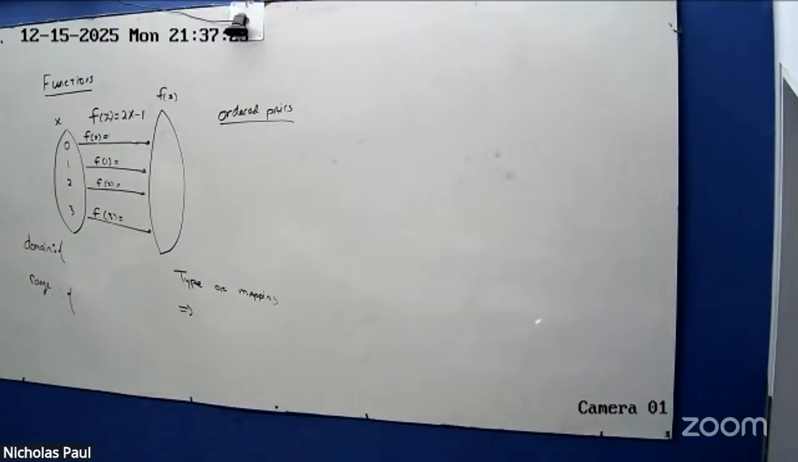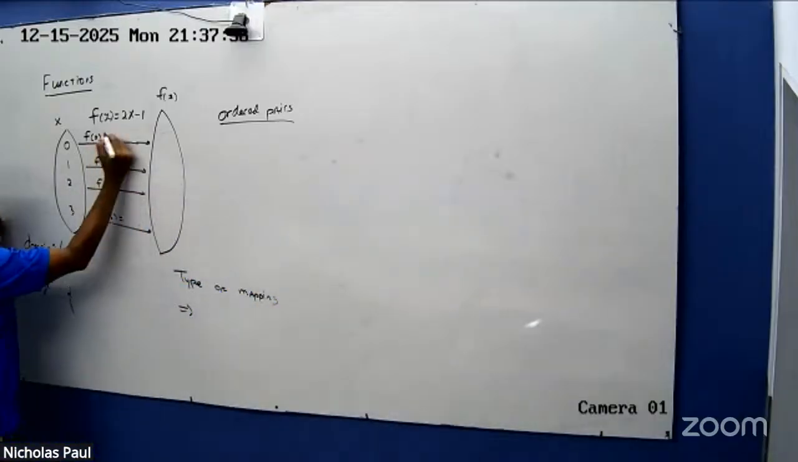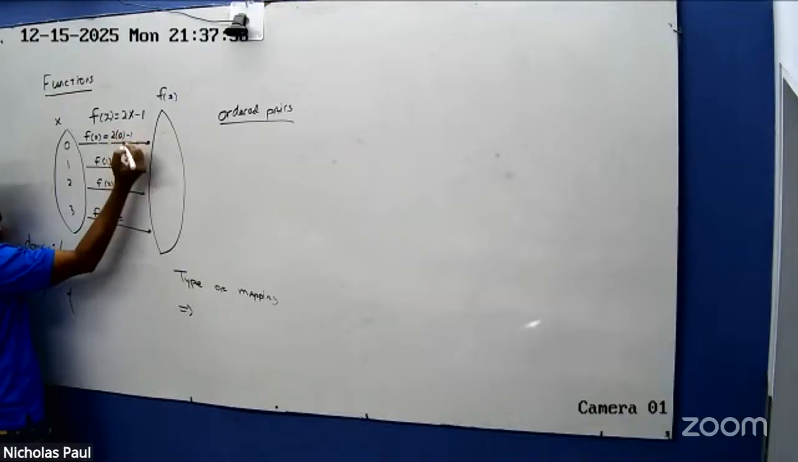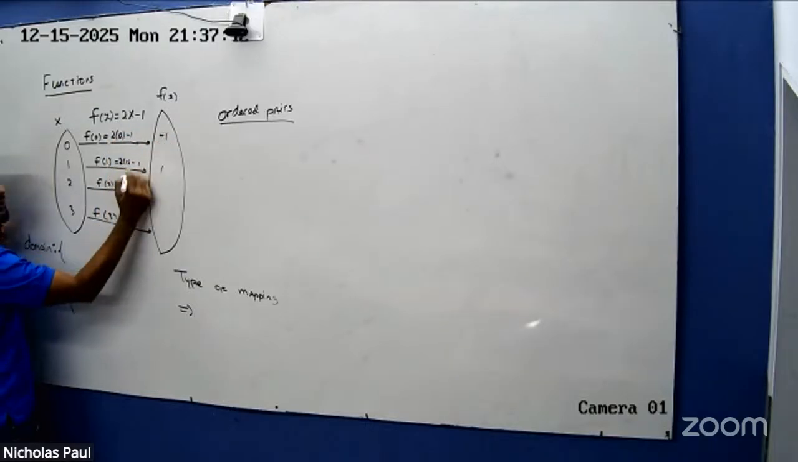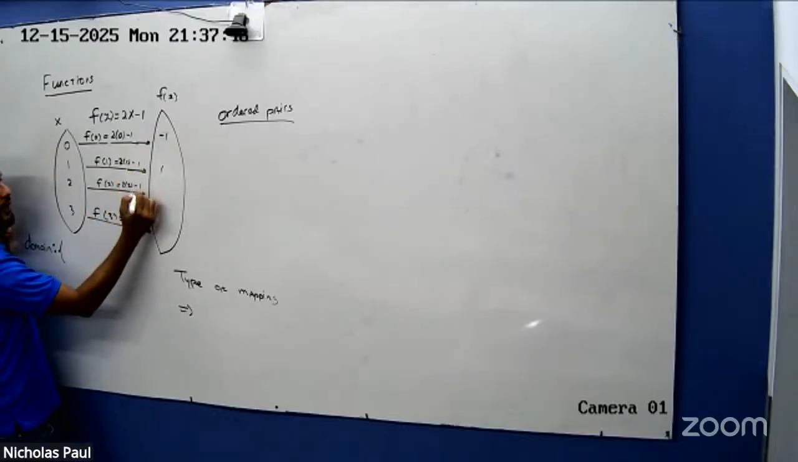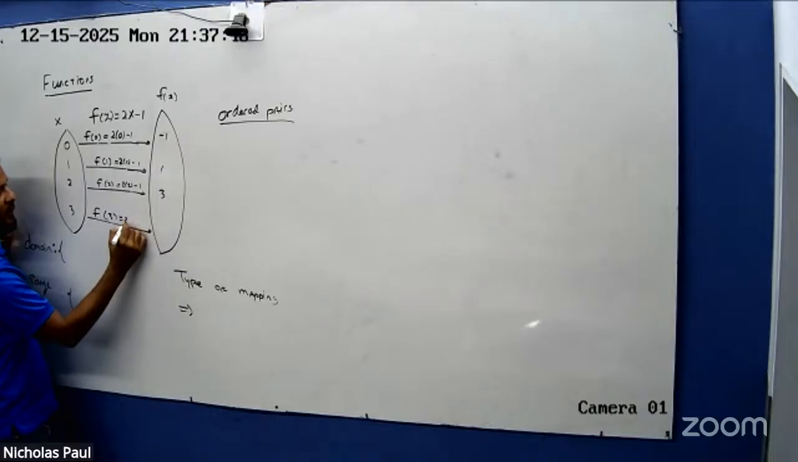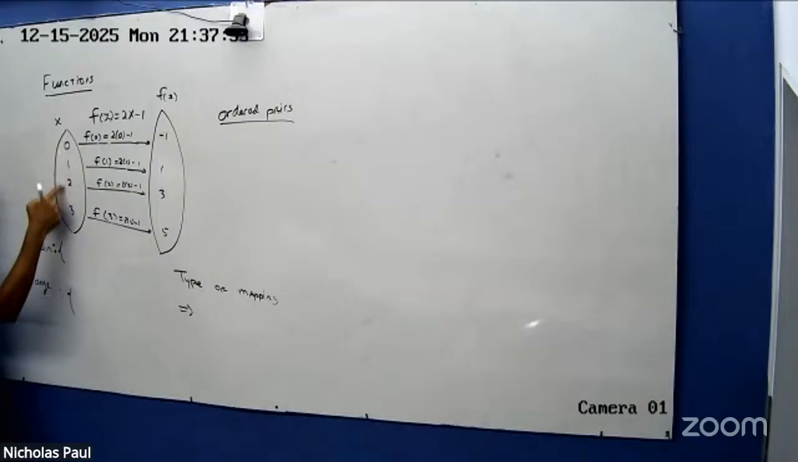All right, let's see what you got. So this will be 2 by 0 minus 1. I got minus 1. 2 by 1 minus 1. I got 1. 2 by 2 minus 1. That's 3. 2 by 3 minus 1. That's 5. So my domain is all these values here.